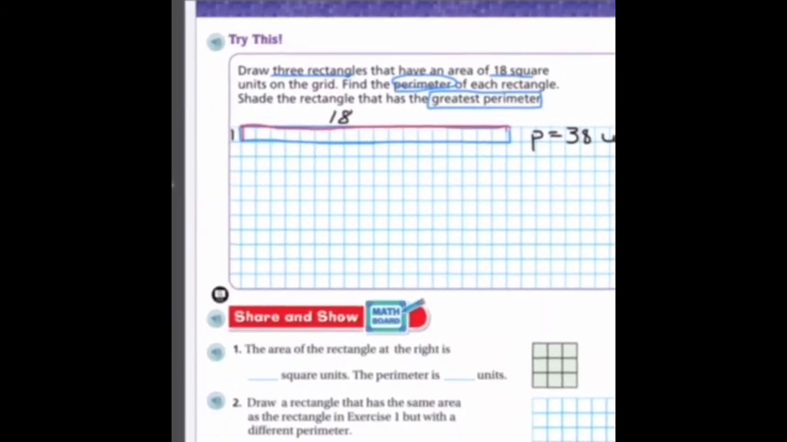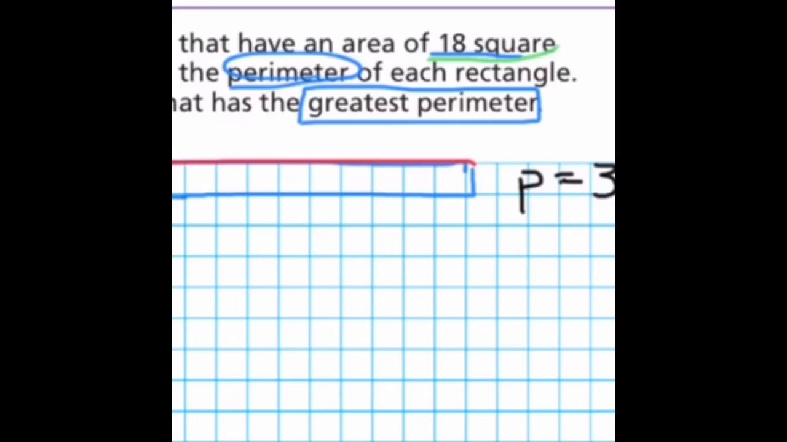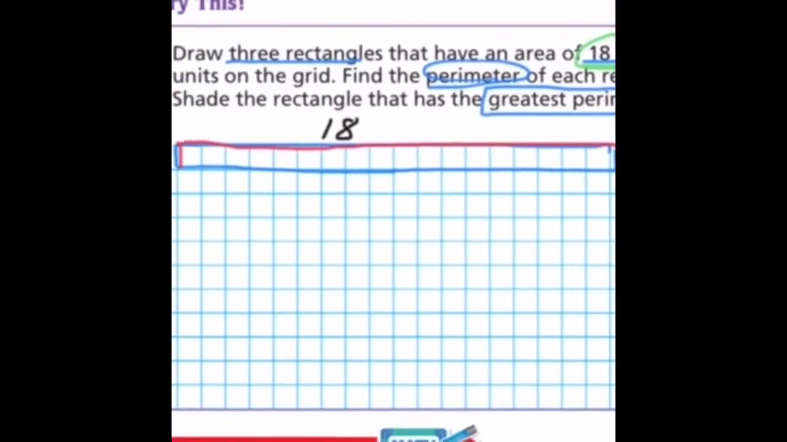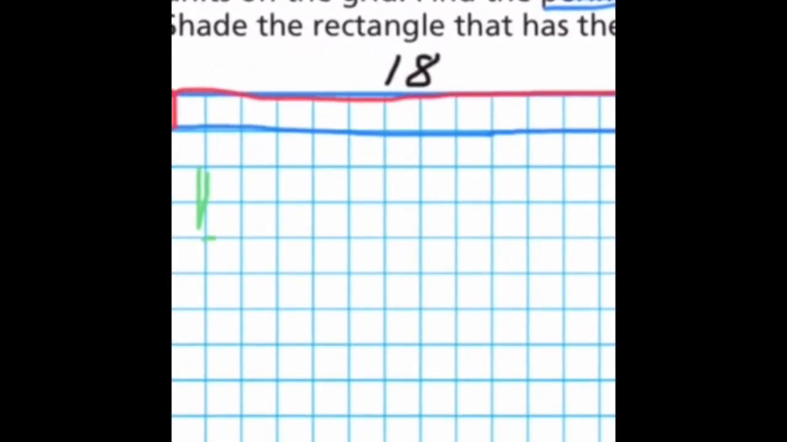All right, so next up, we did a 1 by 18. Let's try 2. So if I can go 2 times something equal to 18, and again, it has to equal 18 because that's our area. 2 times 9 is equal to 18, so 2 times 9. 1, 2, 3, 4, 5, 6, 7, 8, 9. So finish off my rectangle. See if I can draw it a little better. There we go. And again, my measurements are 2 by 9.